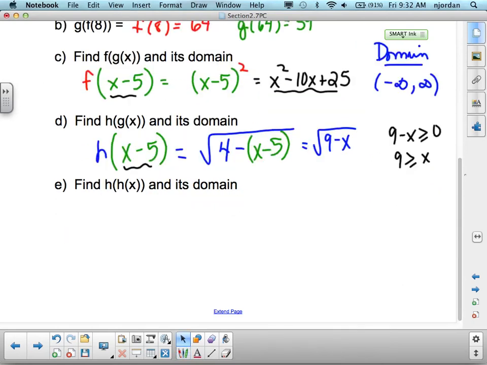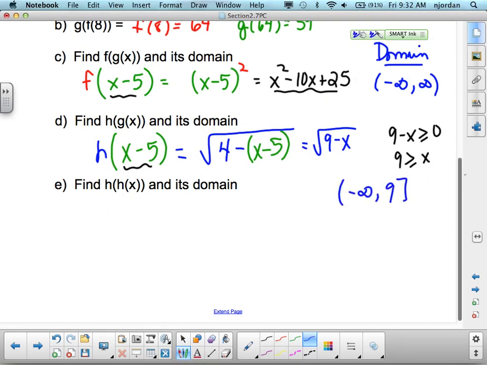Let me scroll down a little here. So this domain is going to be negative infinity to 9 inclusive. Okay, that's that domain up there.